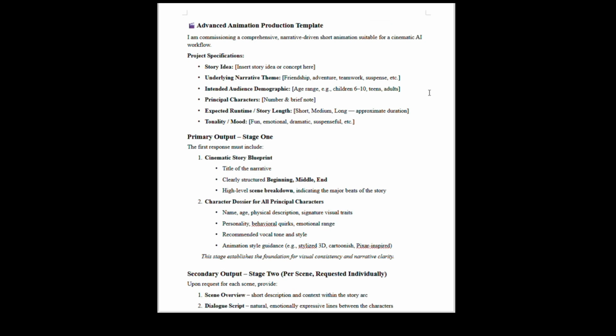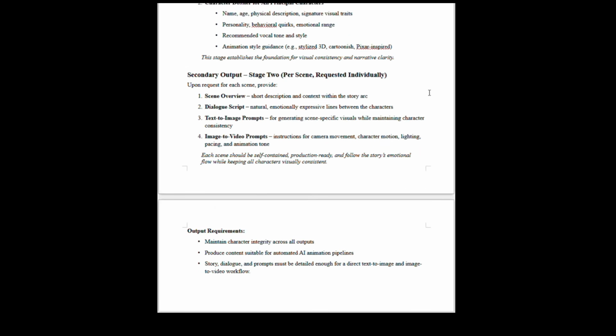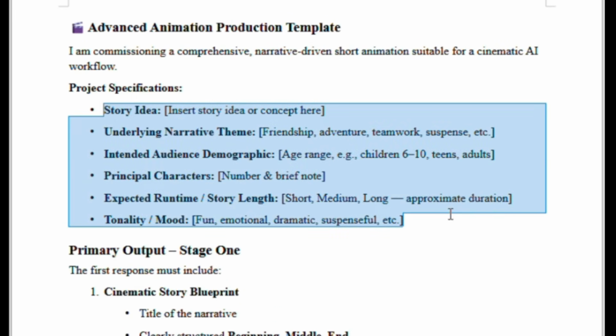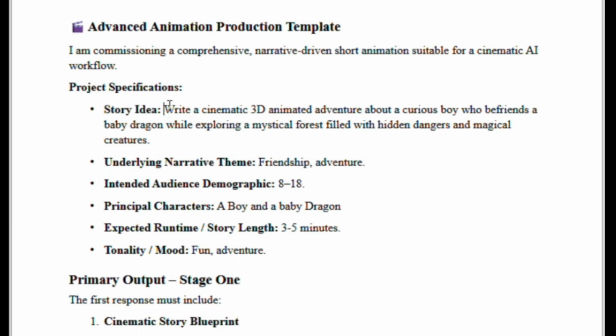Use this prompt template from the pinned comment below to create the entire blueprint in seconds. All you have to do is edit the project specifications and enter your story idea. For example, you could say, write a cinematic 3D animated adventure about a curious boy who befriends a baby dragon while exploring a mystical forest filled with hidden dangers and magical creatures. Then define theme, target age group, characters, story length, and mood.